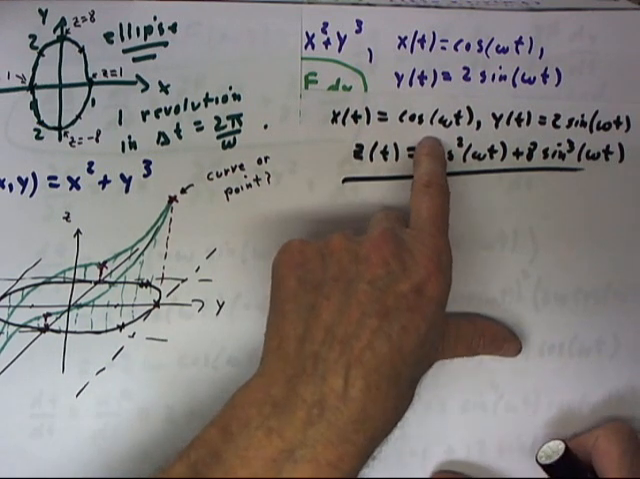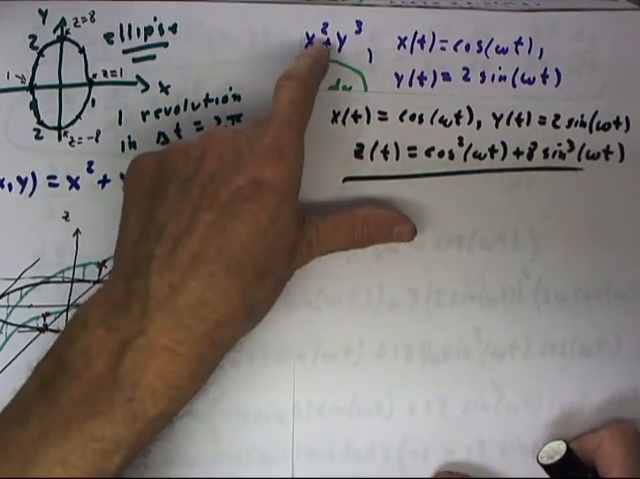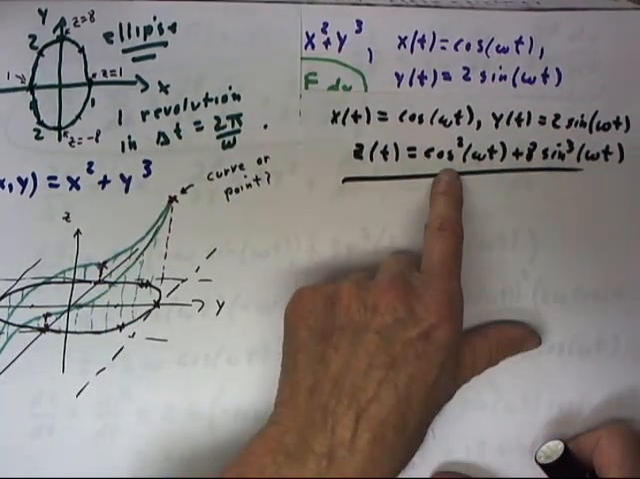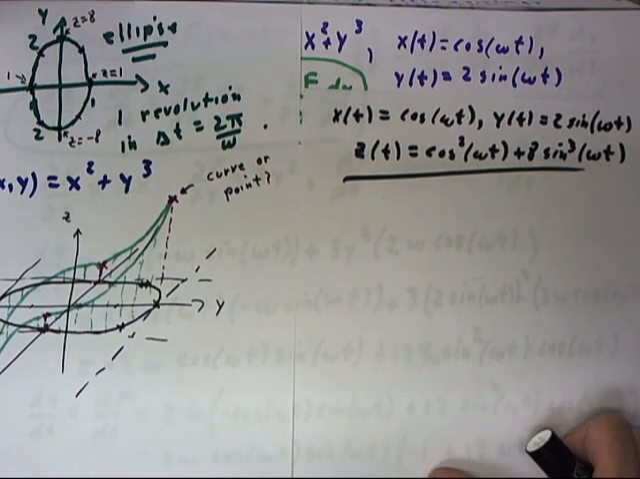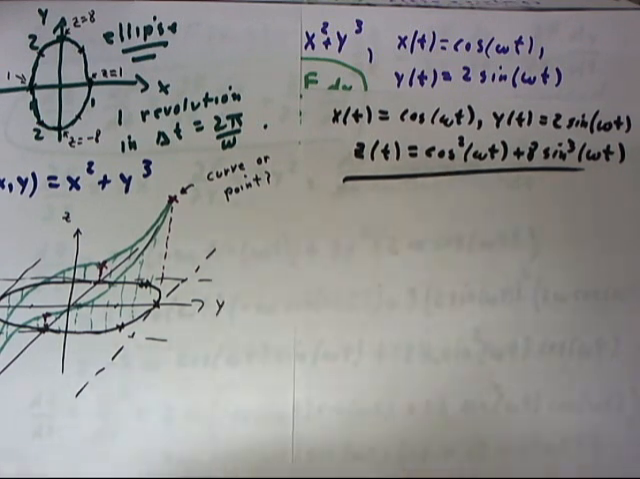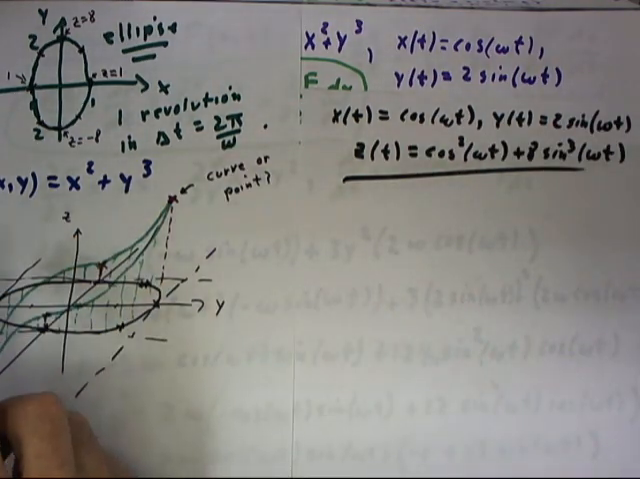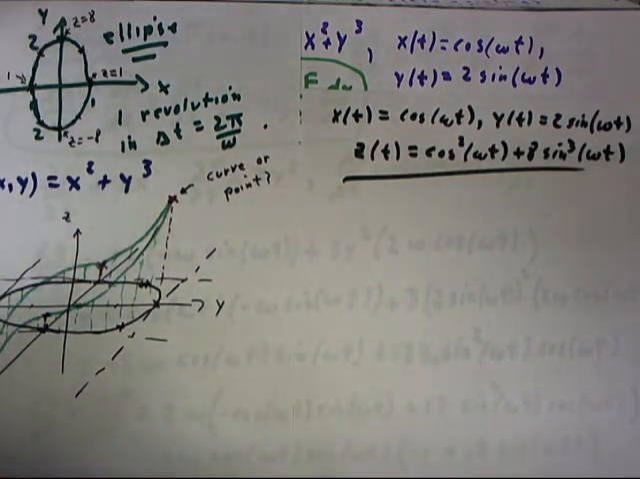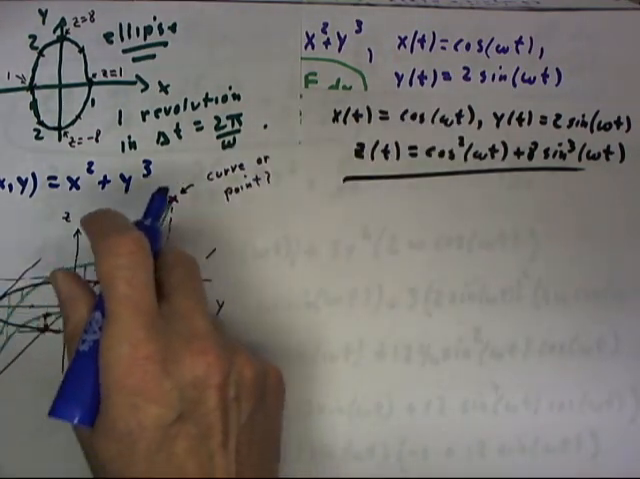x of t is cosine omega t, y of t is 2 sine of omega t, and z of t, which is x squared plus y cubed, is, as we've seen, cosine cubed omega t plus 8 sine cubed of omega t. I think I said that right. Anyhow, it's written correctly. The desperate measure here is that I want to calculate the curvature of this thing.